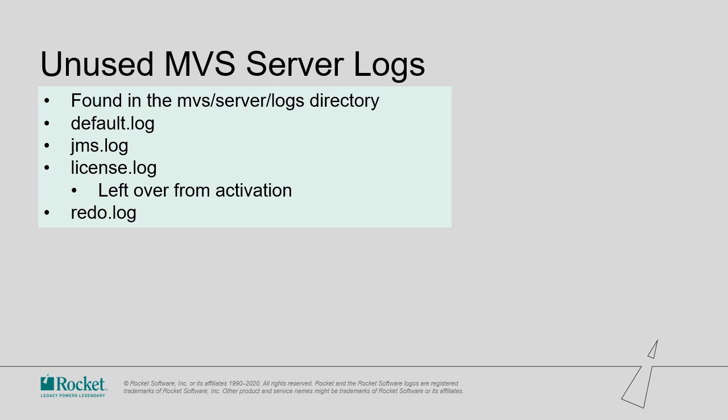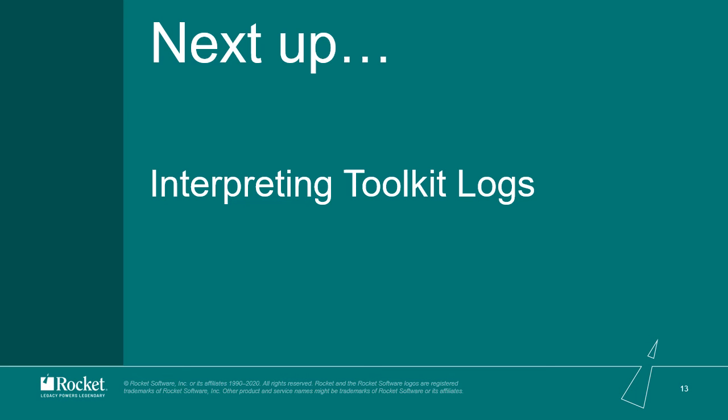Before we go look at some errors and exceptions and what they mean, let's look at some logs you might find that are no longer being used. Specifically, the default log, the JMS log, the license log, and the redo log. The license log was used on earlier versions of the toolkit that required activation. You can ignore all these logs.